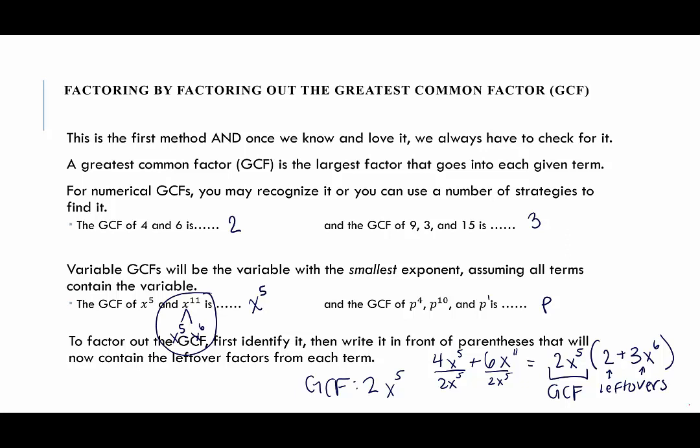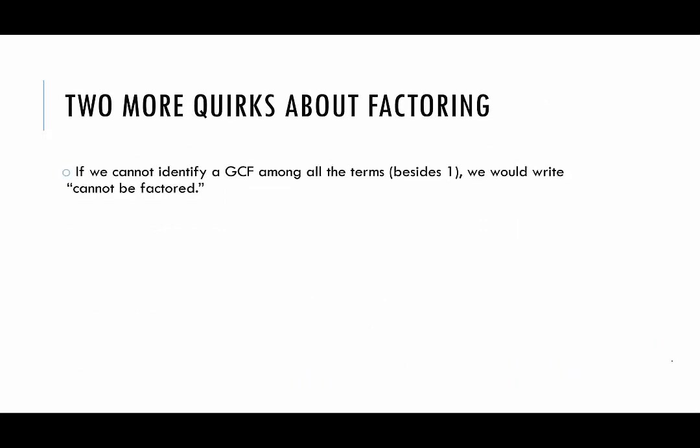And the nice thing about factoring is you can always check your work because you can always multiply it back through and make sure you end up back with what was given, that 4x to the 5th plus 6x to the 11th. Before we look at some examples, just two more things about factoring. The first one, if we cannot identify a GCF among all the terms besides one, for right now, until we look at other techniques, we would say it cannot be factored.